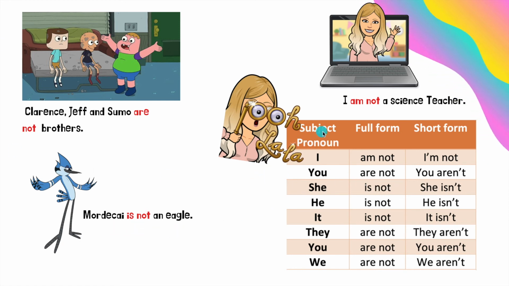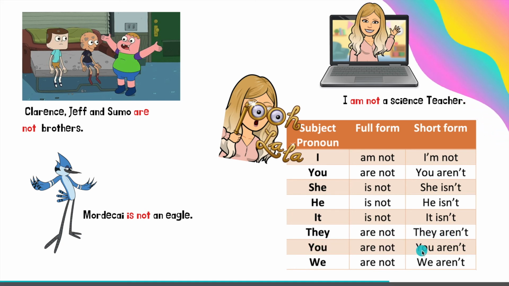Here you have a subject pronoun, full form and short form. I am not. Remember that to negate a sentence, you are going to use this word, not, okay? I am not, and the short form, I'm not. You are not, you aren't. She is not, she isn't. He is not, he isn't. It is not, it isn't. They are not, they aren't. You are not, you aren't. We are not, we aren't.